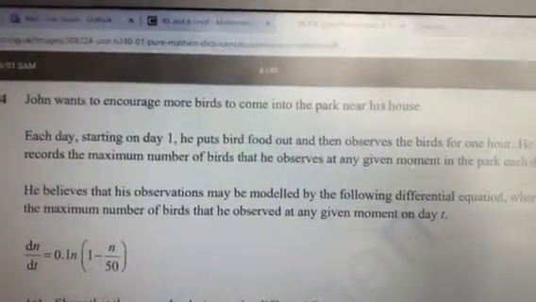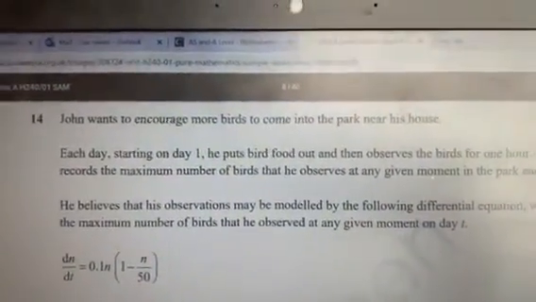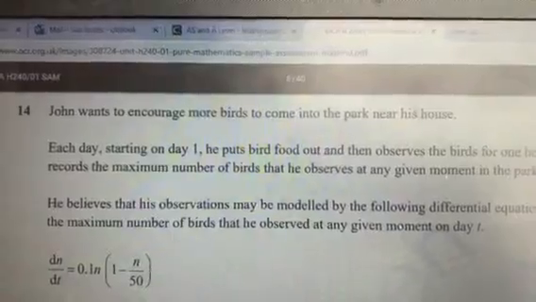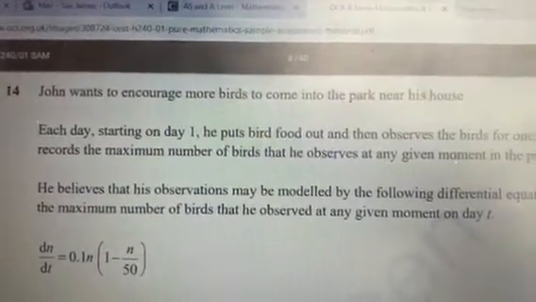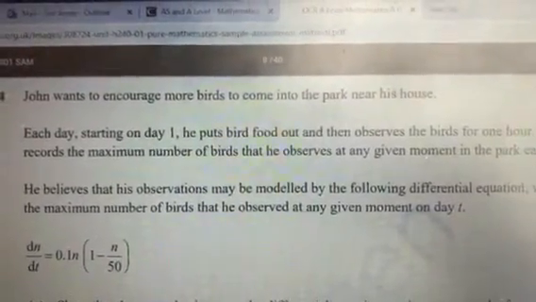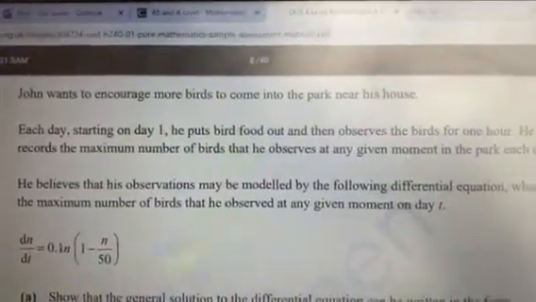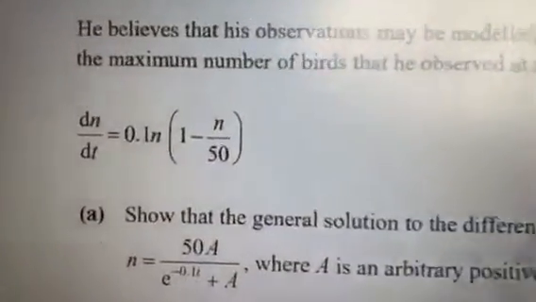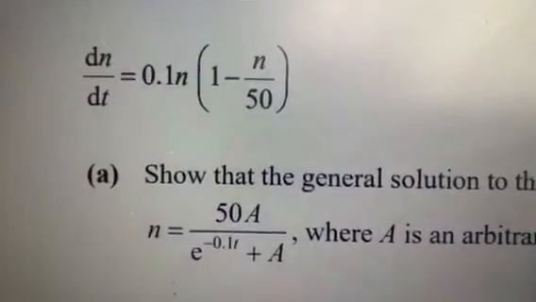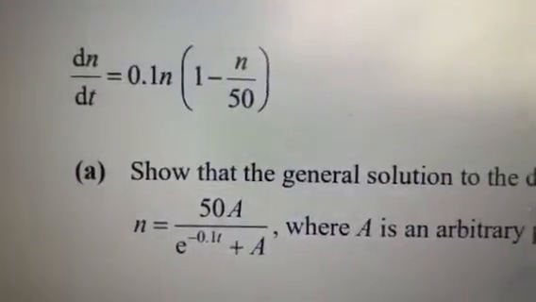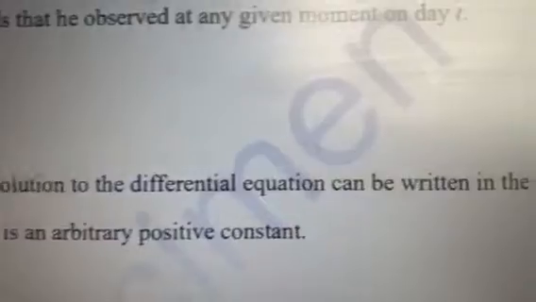Okay, this is question 14 from Specimen paper 1. It's a differential equations question, but what's really difficult about it is that they have expressly asked you to rewrite dN/dt in a particular format. That is what makes this question really difficult. It is the last question on this paper and it is worth 9 marks.